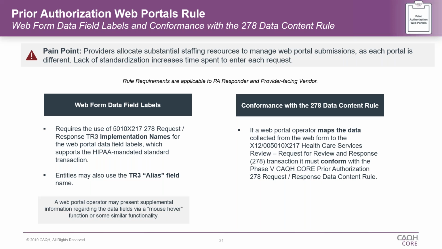In addition to ease understanding, the requirement notes that web portal operators may present supplemental information regarding the data fields via a mouse hover function or some similar functionality. Finally, the web portal rule requires that if a web portal operator maps the data collected from the web form to the X12 5010-278 request response transaction, it must conform with the Phase 5 CAQH CORE Prior Authorization 278 request response data content rule. I will now turn the call over to Bob to discuss the Phase 5 certification test suite.